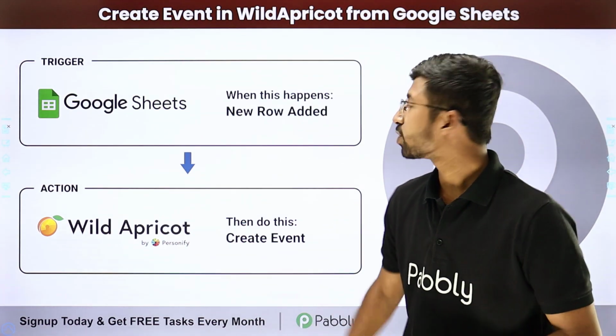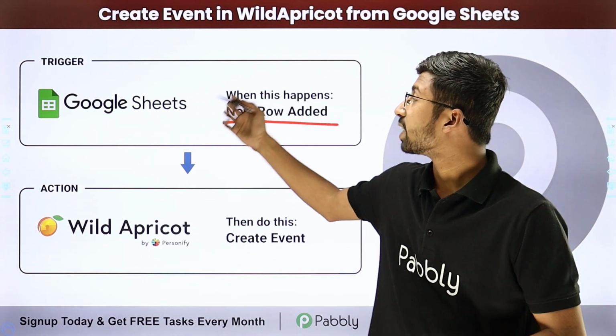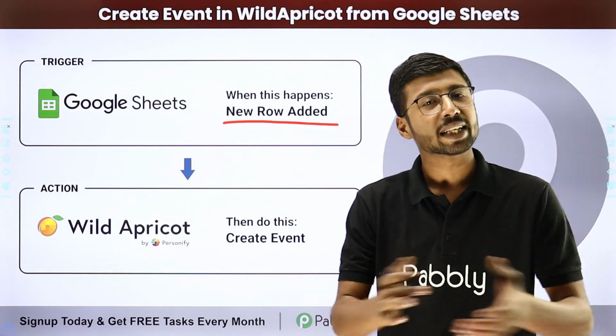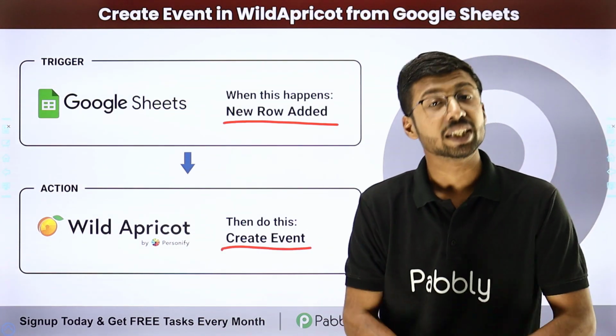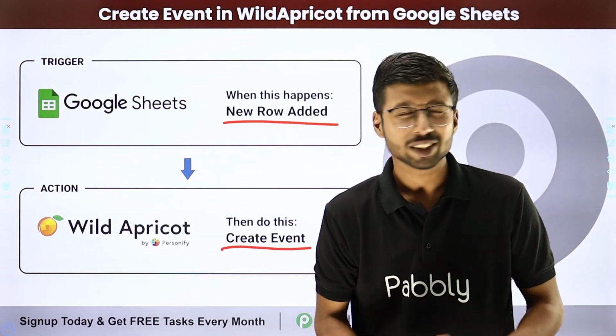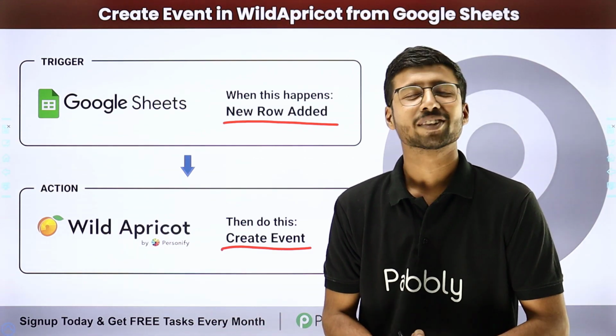The trigger of this automation will be adding a new row of data with event details into a Google Sheet. An action will be creating an event in our WildApricot account with the same event details. Now how can you set up this automation? To know this, you have to come with me to my screen.